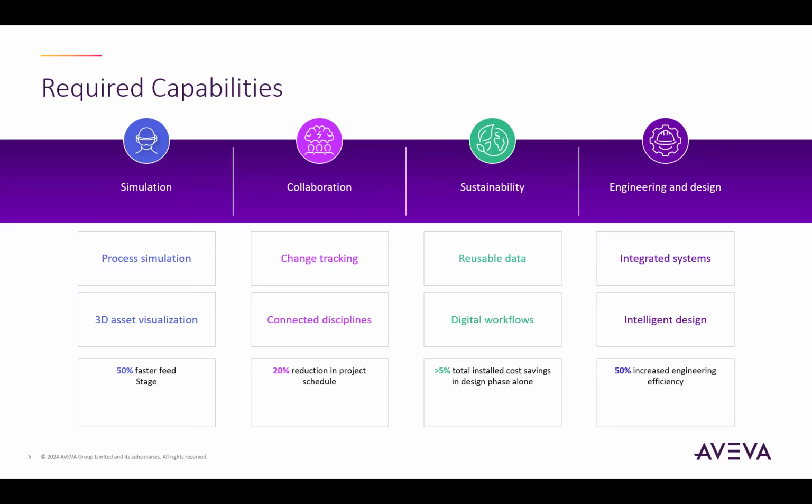Finally, which is most important and the talk of the day, is sustainability. Meaning if we use a system like that, we can reuse the data that was gathered and the standard along with it and make the digital workflow automatic. And that really could save us 5% of the TIC, the total installed cost, in the design phase alone. And finally, on the engineering and the design side, we end up with an integrated system and an intelligent document that is getting generated, and that could increase the efficiency in the engineering by 50%.